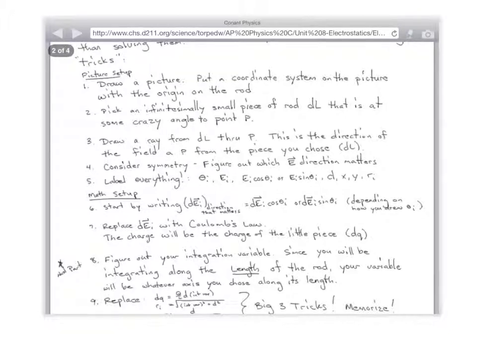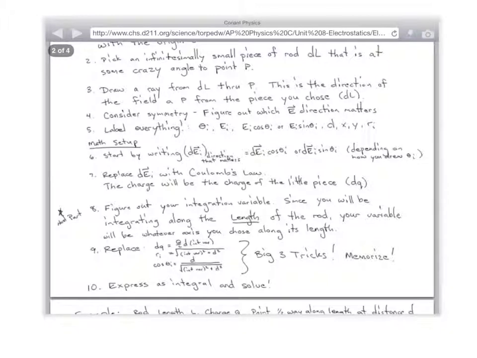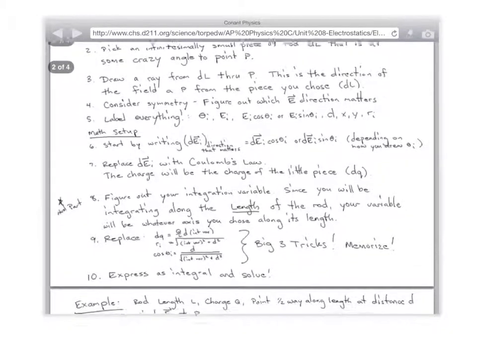Why is it called D? Because it's a small change. It's a little piece. D stands for a little piece. An infinitesimally small piece called a differential, right? Draw a ray from DL through the point you want, and then you figure everything out.